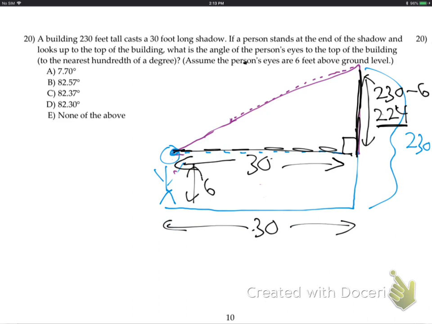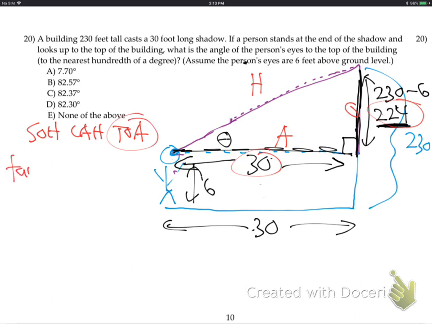So it's 30 wide, 224 tall. That's what we have to do with the 6 feet. Because he's 6 foot tall, from eye level to the top of the building, subtract, and we get 224. So we have to find this angle theta, the angle to the top of the building. What trig relationship? We're thinking SOHCAHTOA. We have opposite and adjacent, so tangent. Tangent of theta is opposite, 224, over adjacent, 30.